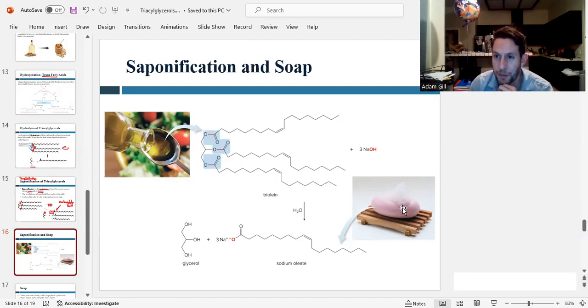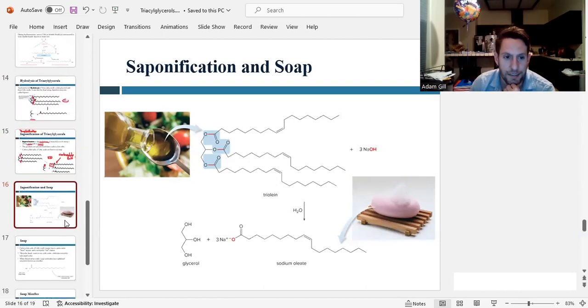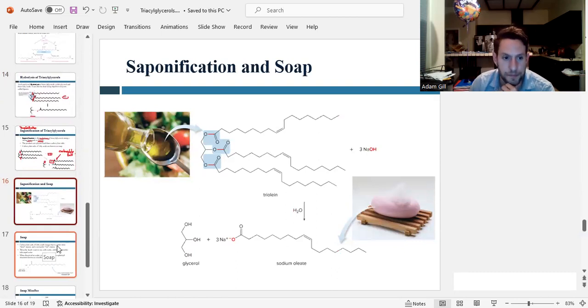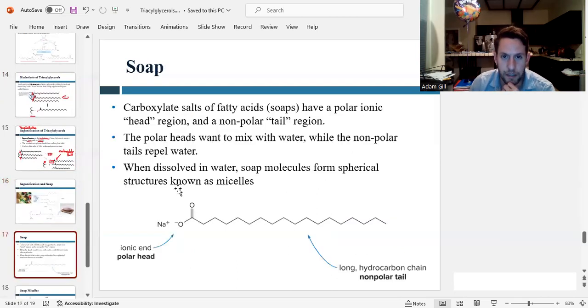You can do this in a chemistry lab. We actually do it in Chem 5. We take olive and coconut oil, we add some sodium hydroxide, and the next week the students have a bar of soap to take home. It's a simple reaction. So let's talk about these soap molecules real quick.